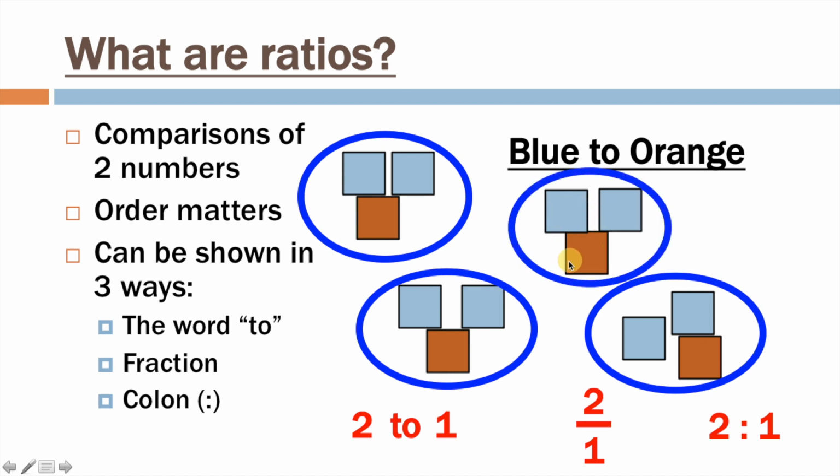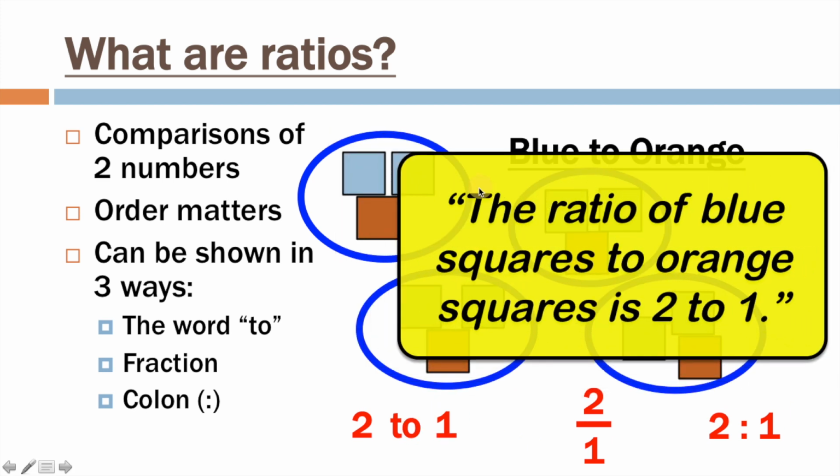So when we reduce ratios, they're still equivalent, but we're just making it so that we're talking about the smallest possible way of putting the first number and the second number in our ratio together. In this case, 2 to 1. And finally, even though it's written in 3 different ways, we would read it using the word "to," and that would be read as the ratio of blue squares to orange squares is 2 to 1.